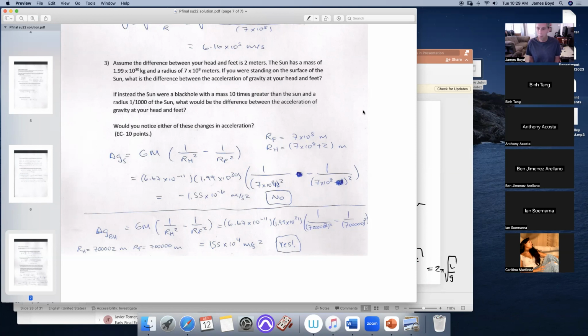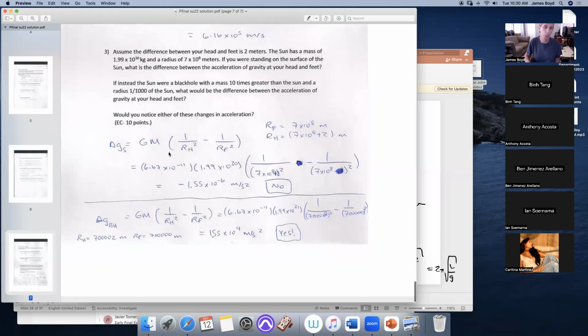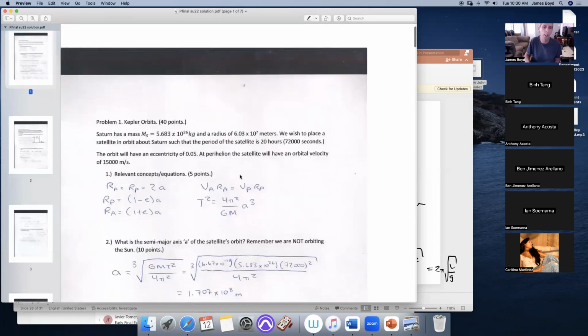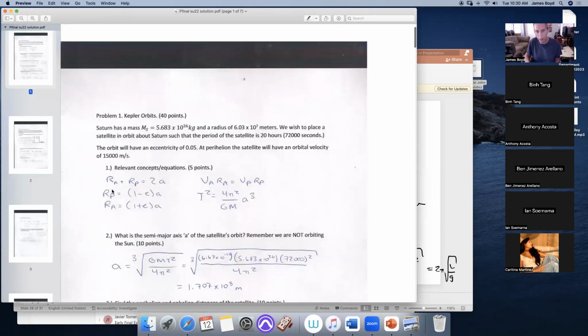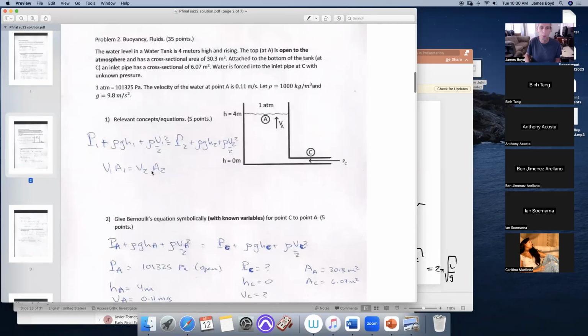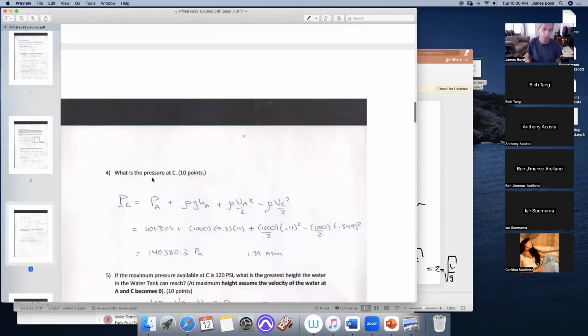So if you find yourself going off into the weeds, trying to study all sorts of stuff like Pascal's or whatever, don't. Just make sure you know Bernoulli's equation and the continuity equation. Make sure you know these for Kepler as well. These are the equations that you need to know. And for Bernoulli's, these are the equations, but you also have to know that when it's open to the air, the pressure is an atmosphere.